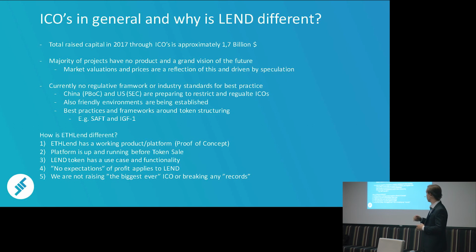I wrote down a few. SAFT, which is a simple agreement for future tokens, is basically a framework for creating a token that actually has functionality and a use case.